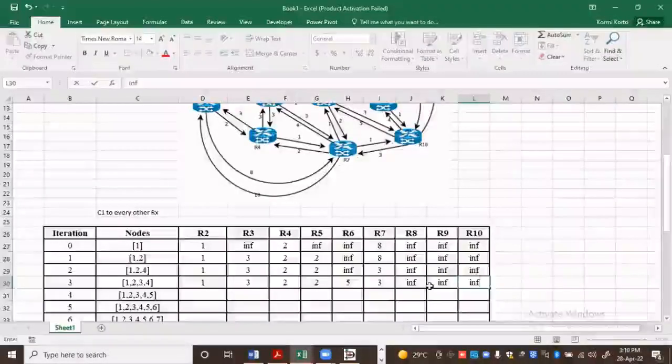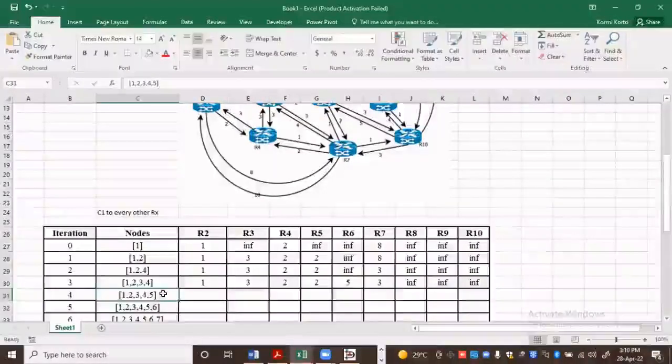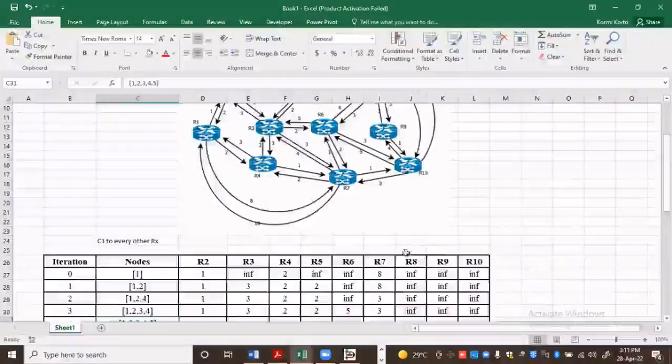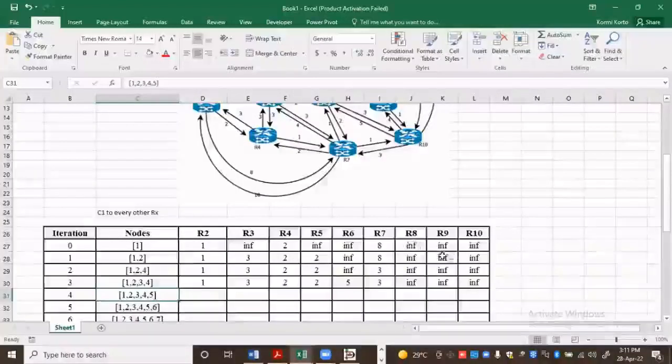Okay, so now let's include 5. Now I'm making a sequence of 1, 2, 3, 4, 5. So now I have 5 nodes to move the packet. You're going to realize that now I can get to a lot more of the other network devices that are further away from me. So I have 5 nodes or routers to use to forward the packets. You're going to notice a huge difference in the infinite values, or cost.